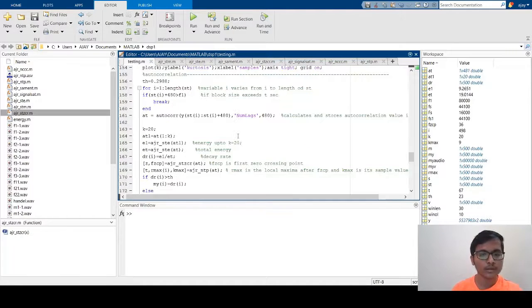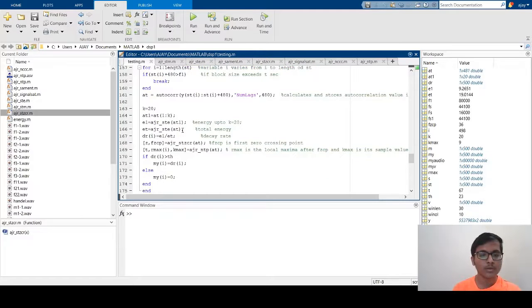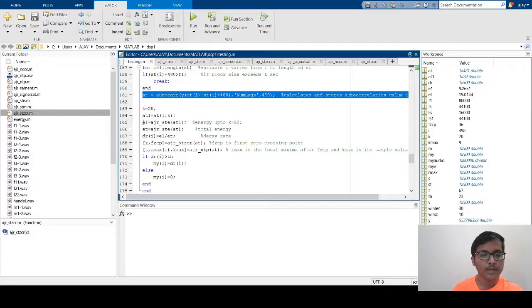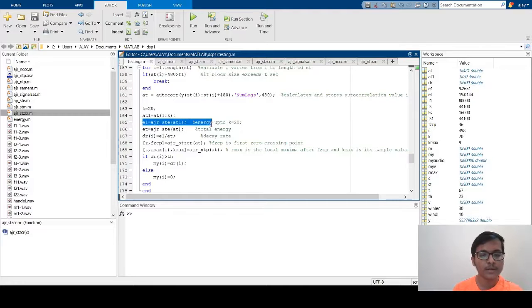In autocorrelation, in a similar way I have taken the autocorrelation, but here we have to write numlags 480 so that we can get the autocorrelation values for 480 samples. So here for k equal to 1 to 20, I have taken 20 values, out of 480 values. Here E1 represents the energy for the 20 values, and E2 represents the total energy. So the decaying rate is E1 by ET.